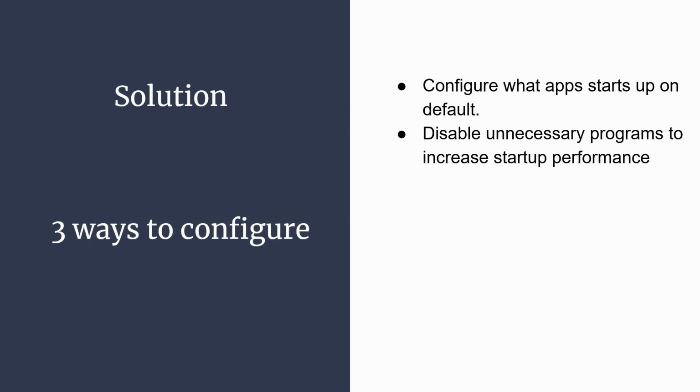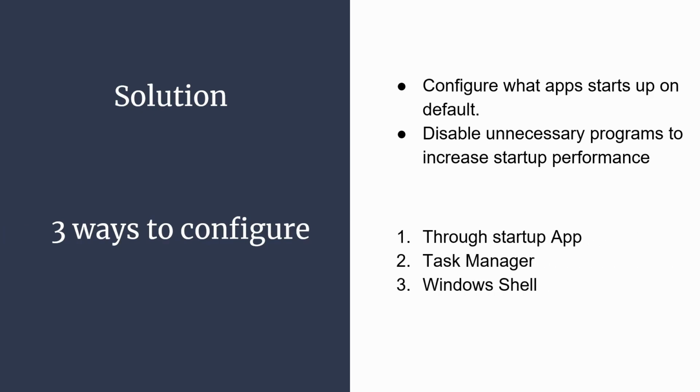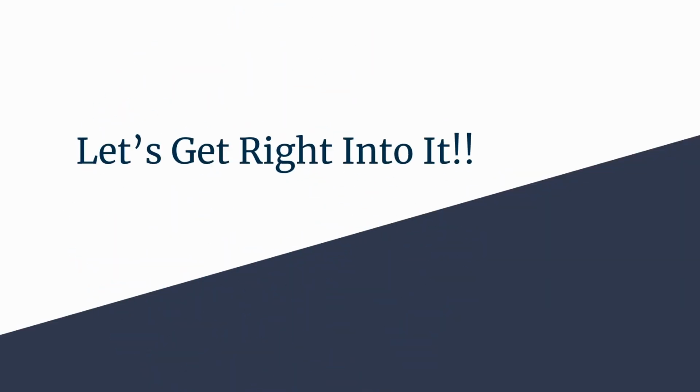There are 3 ways you can actually accomplish this task. First is through the startup app in Windows. Another way is through Task Manager. And the last way is we use Run and then type in a small command, and it will bring us to one of the folders in File Explorer, so that we can paste in the shortcut of our programs so that they will start by default. Okay, so I've been rambling quite a lot, so let's get right into it.